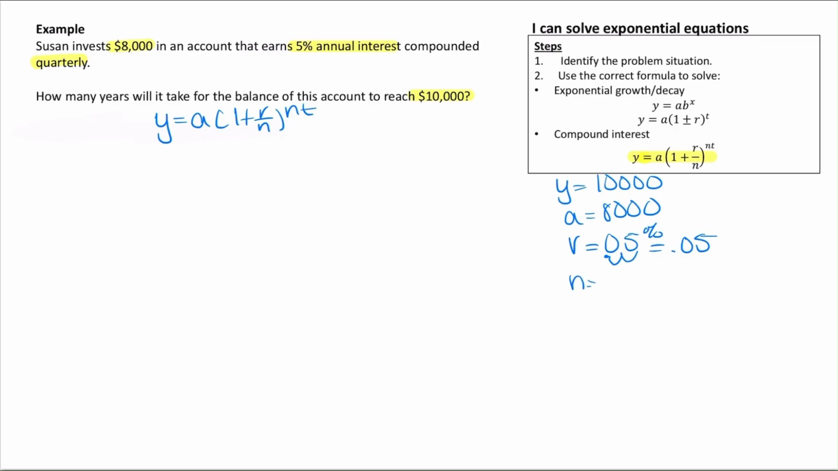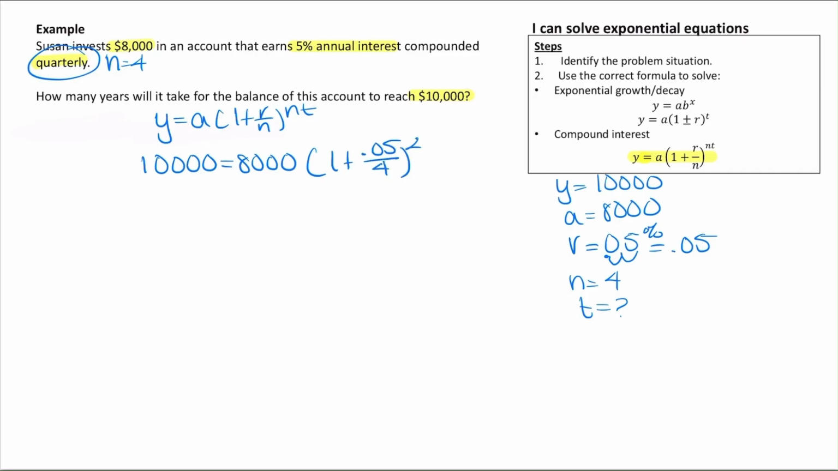n is going to be the number of times it's compounded. So if it's quarterly, that means our n is going to be 4, right? Because she's going to get interest 4 times a year. And then t is going to be our unknown value. So we're going to go ahead and substitute into this formula. So we have 10,000 equals 8,000 times 1 plus 0.05 over 4 to the 4 times t.